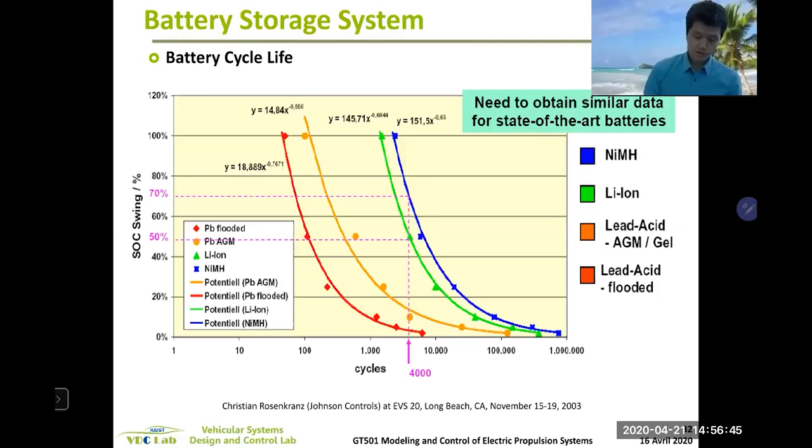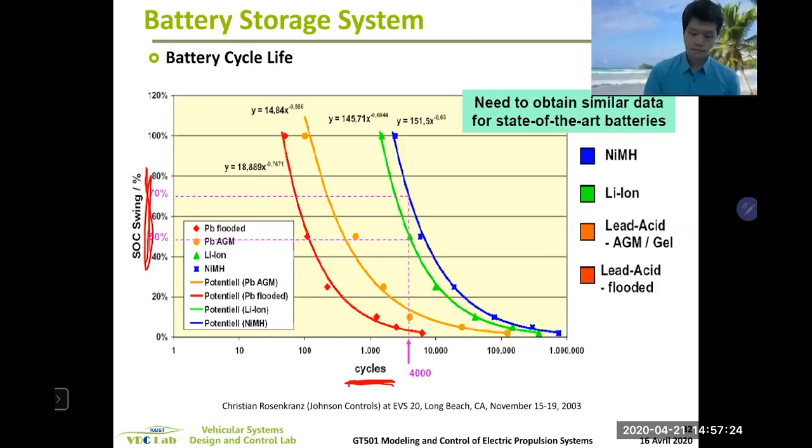This figure shows a rough cycle estimation of different battery technologies, okay, as a function of cycles. I'm sorry, as a function of SOC swing. So meaning that we are trying to relate cycle, which is how many cycles we can get out of a battery, as a function of different SOC swings.